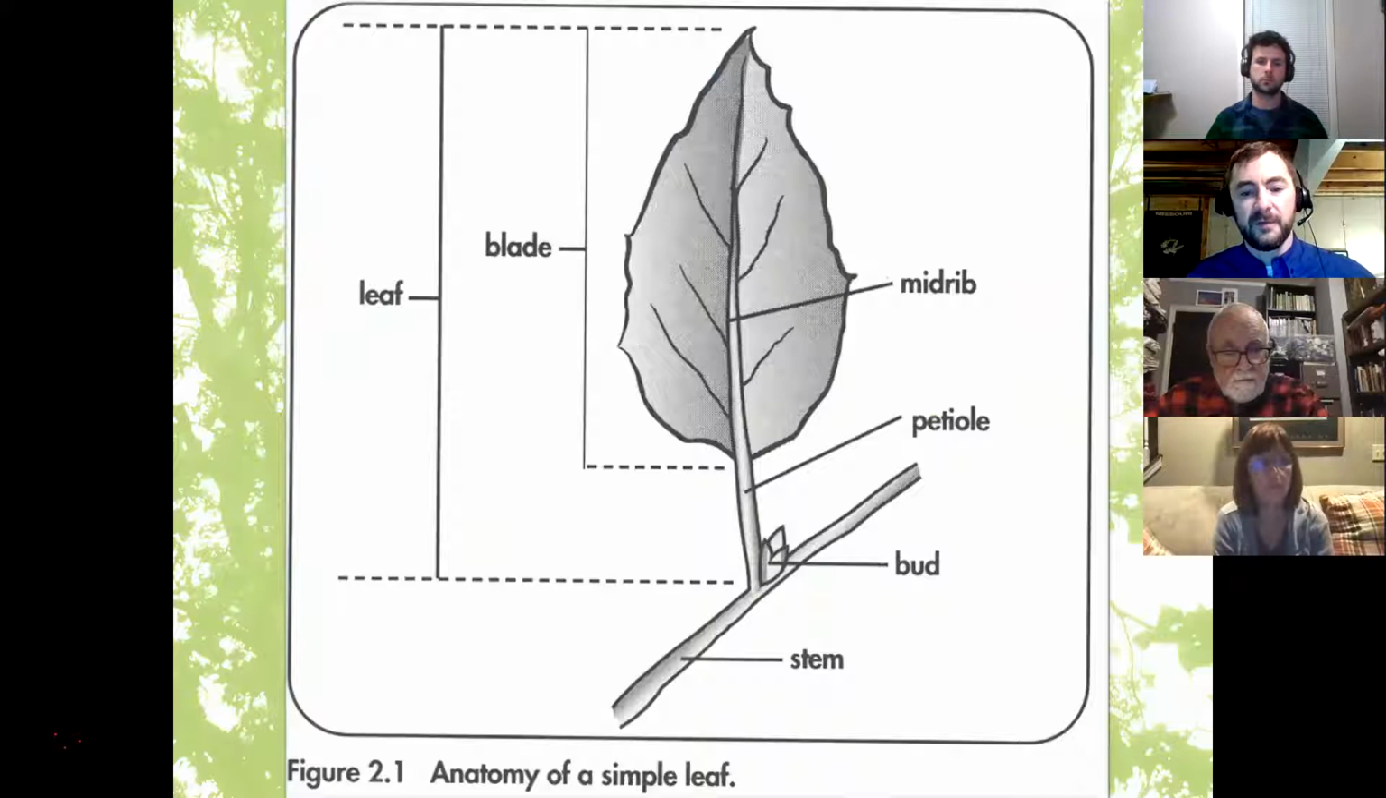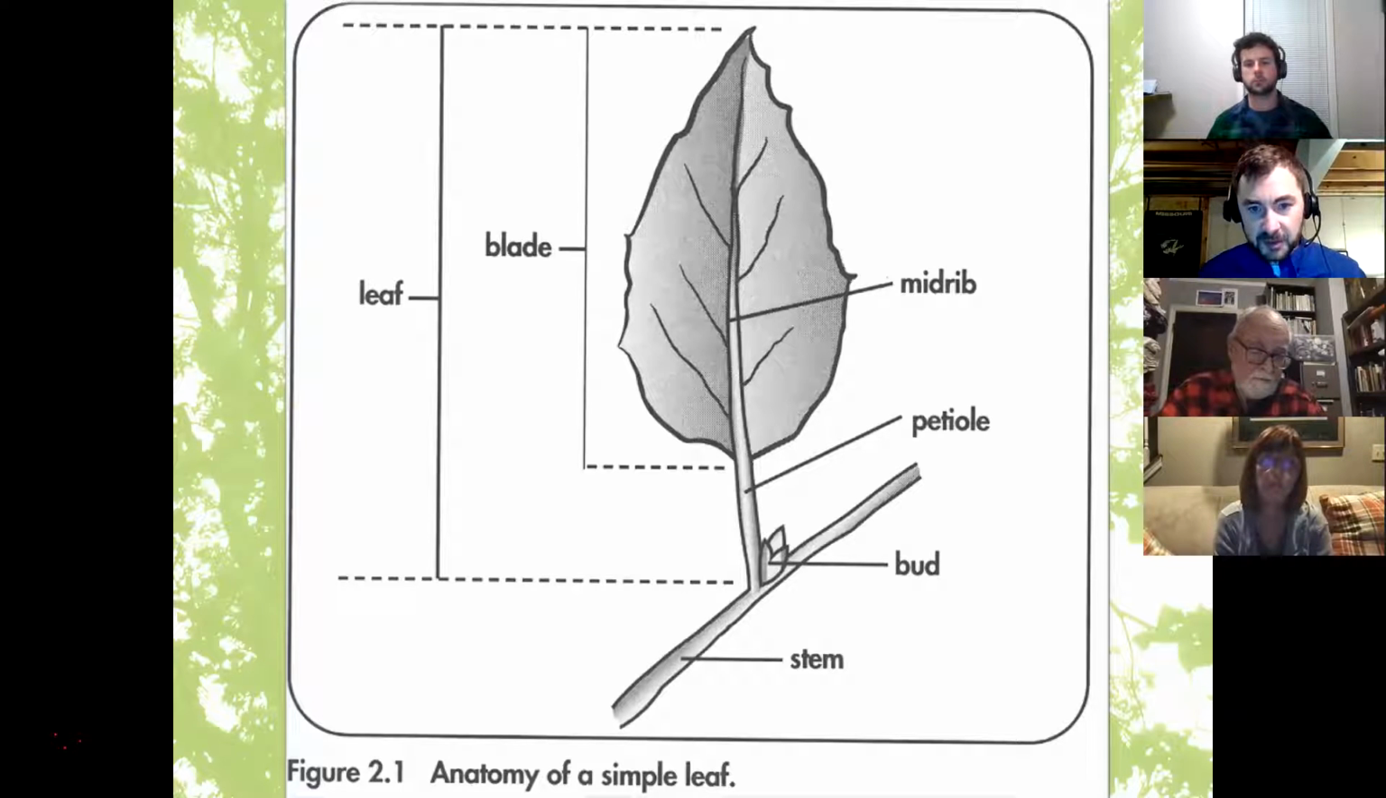Here's the makeup of a leaf. It's an important segue when we get into talking about the arrangement of the leaves on a twig, that this is a simple leaf. You have a stem, you have a bud, you have a petiole, that first structure that branches off of the stem. And then you have the blade of the leaf, and that entire structure, that's where a lot of times in talking points we can get mixed up, but that entire structure, from where it starts at the bud all the way to the tip of the blade, is considered the leaf.